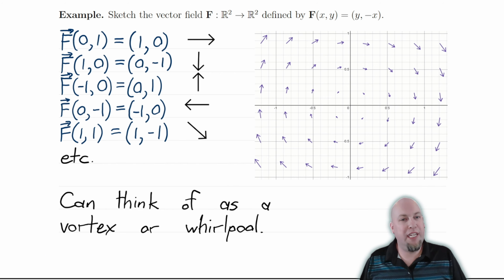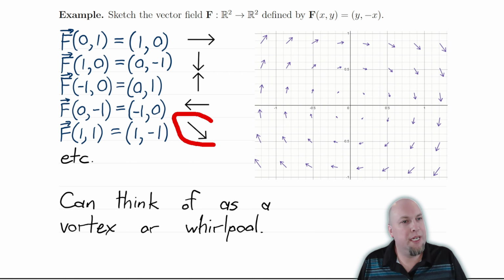And then if I plot a bunch of the in-between vectors as well, like for example at (1, 1), now I'm at the top right, up here, you can see the output vector is pointing down to the right.